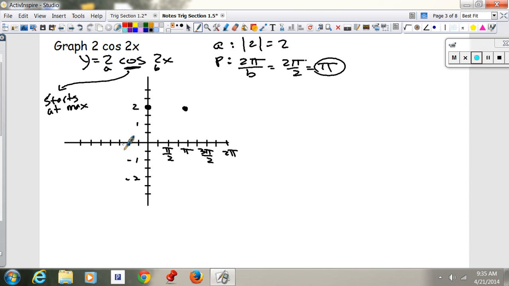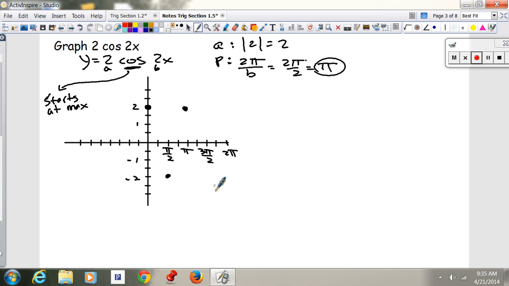What's going to happen halfway between my two maximums? Halfway between there would be pi over 2. What's that going to be? Is it going to be an intercept or is it going to be a minimum? Halfway between. Remember a V shape? It's got to be a minimum. Halfway between's got to be a minimum.